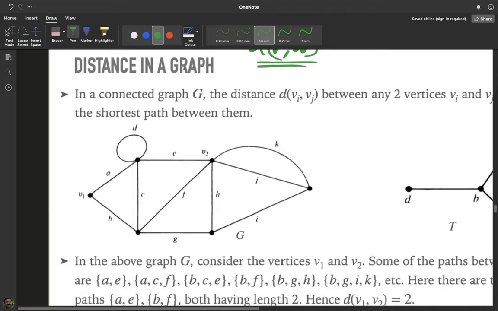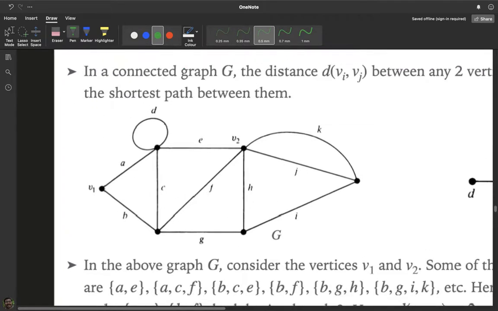Okay, so please look at this graph. You can see two vertices here, suppose v1 and v2. Suppose we need to find the distance between v1 and v2. So what I'll be doing is enumerating some paths between v1 and v2.